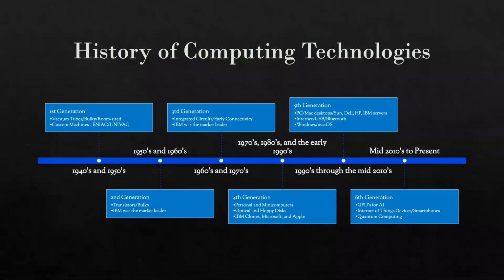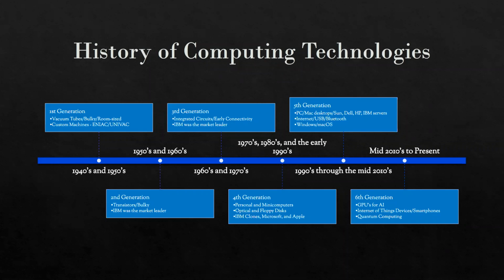Now, in the 1960s and 70s, we reached the third generation of computing. This is where the integrated circuit was invented. We had early network connectivity. IBM was still the market leader. But wait, something happened in the 1970s, 80s, and early 90s. We had the fourth generation.